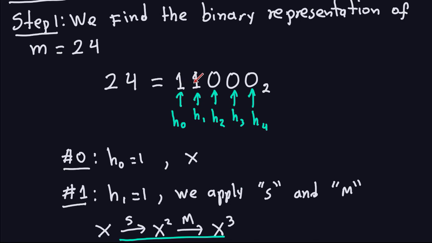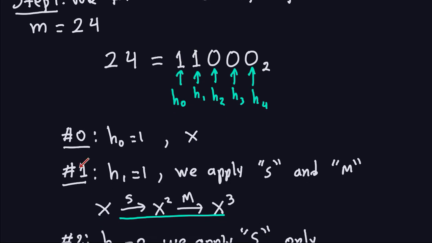The next one will be H1. Every time you encounter a 1, you apply an s and then an m. So I started with x, and because this is a 1, I apply an s and then an m. Applying an s means a square, so I square the x to get x squared, and then multiply by x, so I get x cubed. This is the operation that H1 is performing on this sequence, applying s and m.